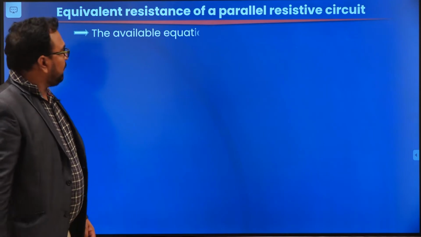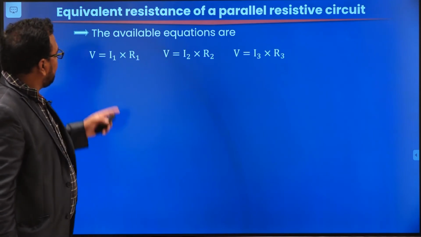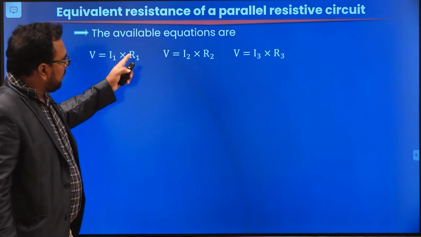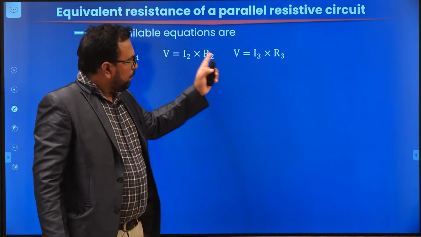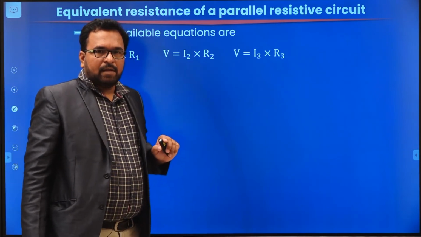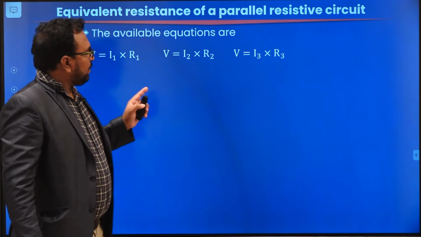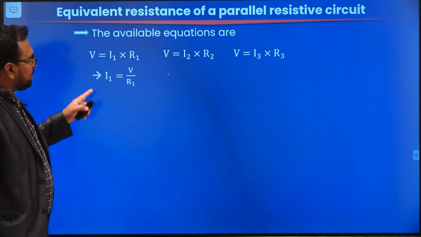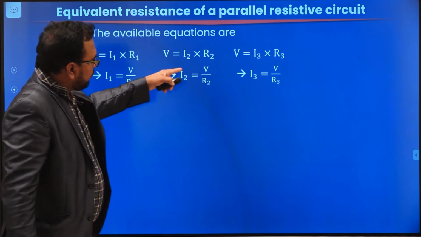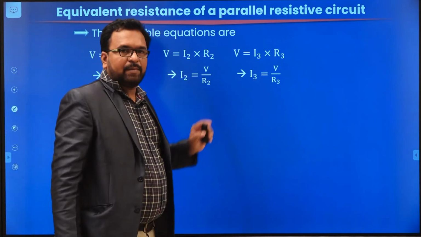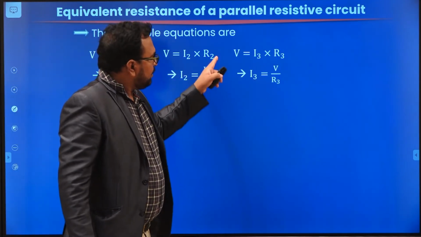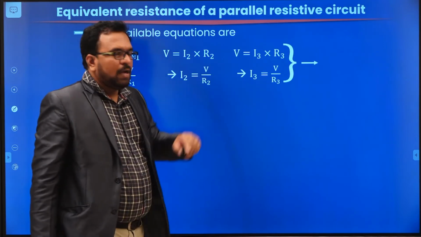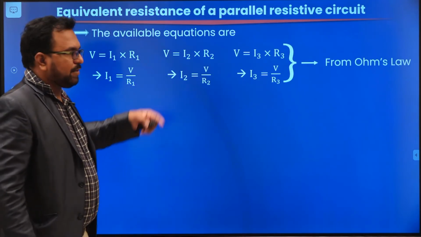Now what are the available equations? The available equations are V is equal to I1 R1, V is equal to I2 R2, V is equal to I3 R3. But here we want current values. That's why the same equations we can write as I1 is equal to V by R1, I2 is equal to V by R2, I3 is equal to V by R3. These equations are derived from Ohm's law. Already we derived these equations.